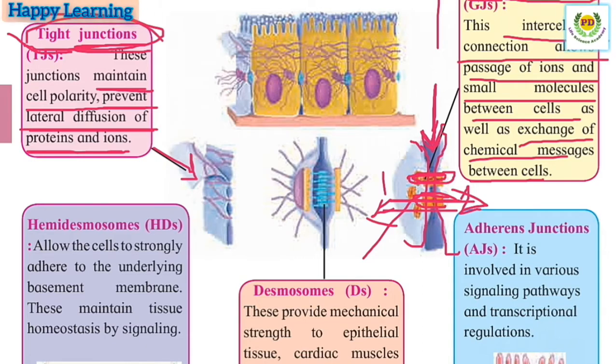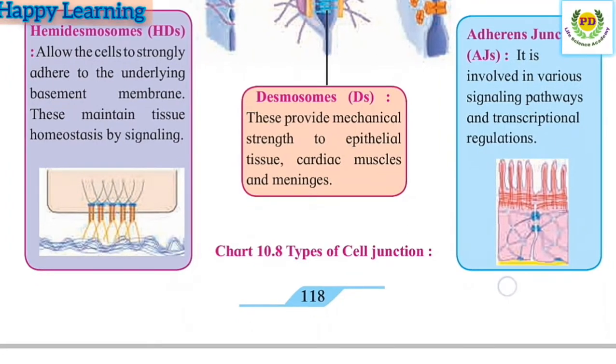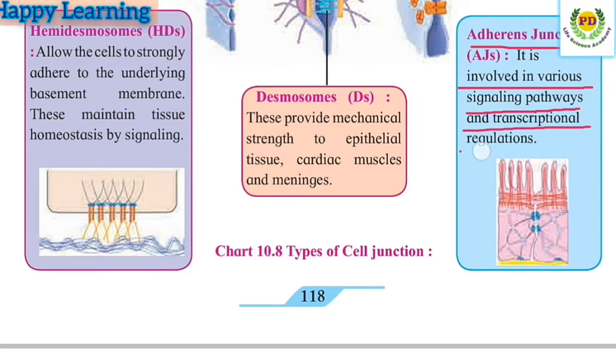This is called a gap junction. Now next one is the adherens junction. Now adherens means they are holding onto something, they adhere. It is involved in various signaling pathways and transcriptional regulation.